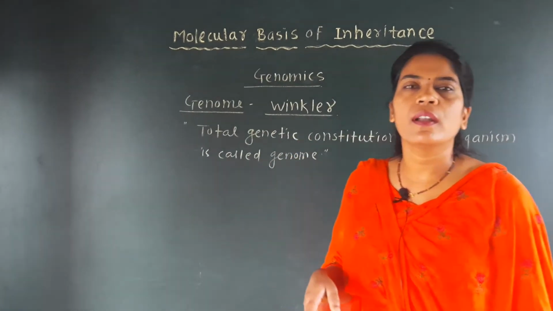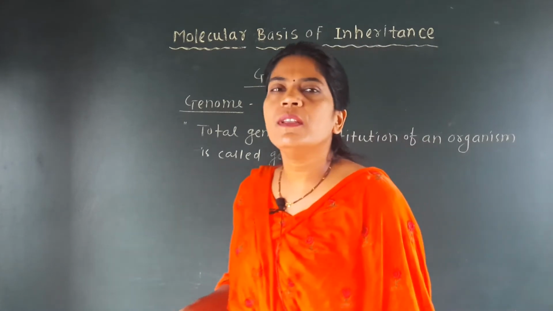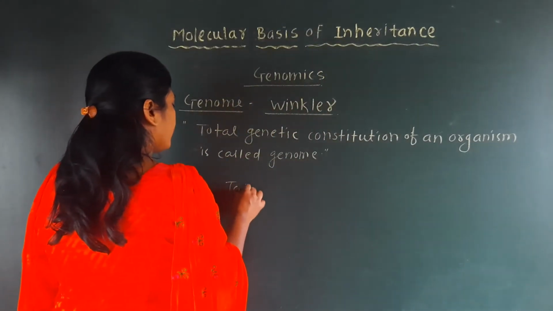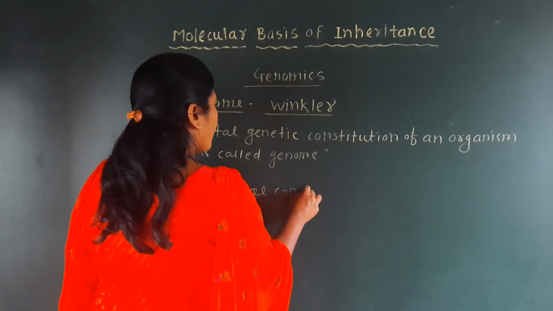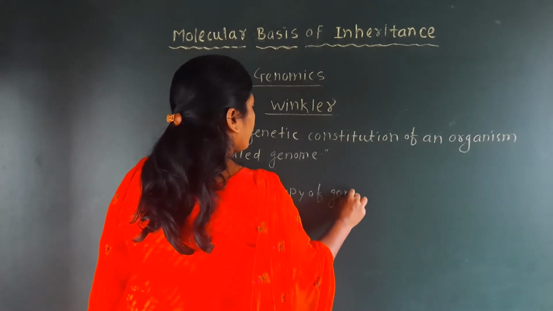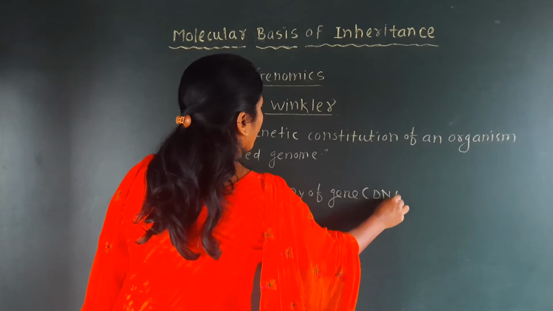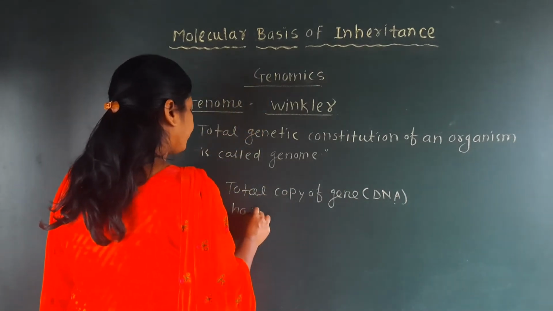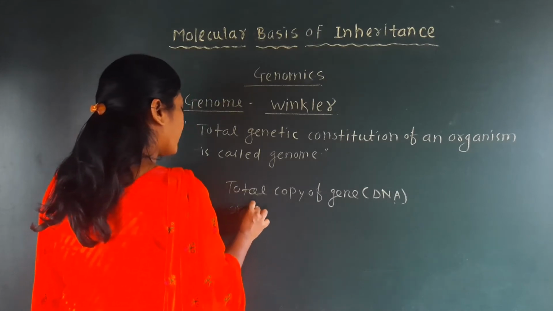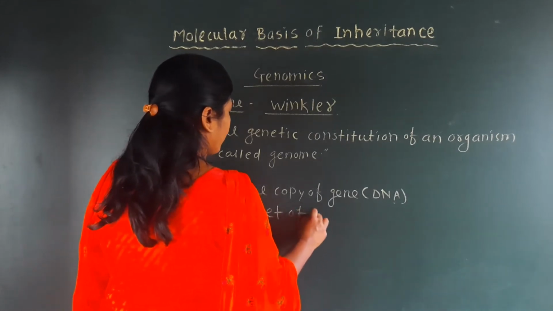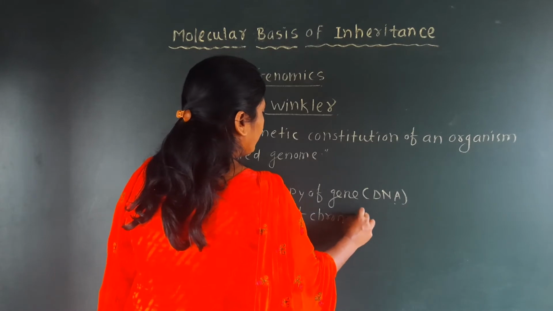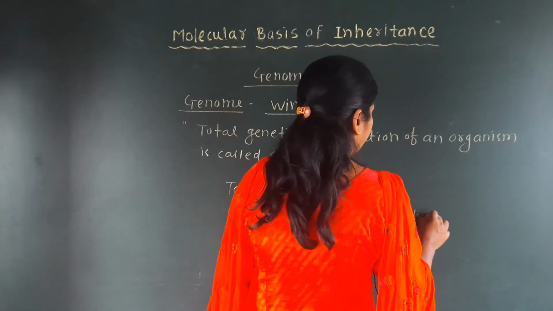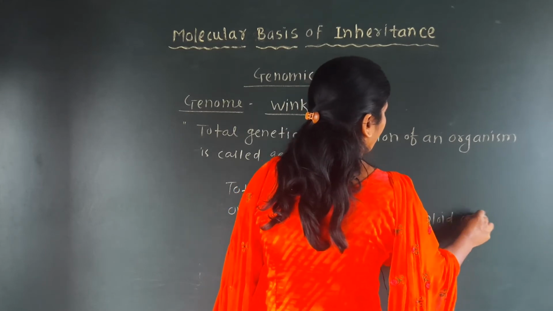In other words, we also say that genome means the total copy of DNA. So what is meant by genome? The total copy of genes, that we call DNA. Or we also say that it is one set of chromosomes, which we call haploid or monoploid.